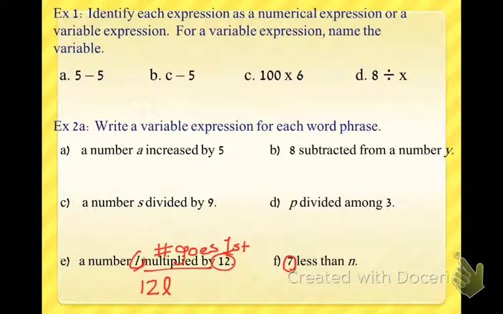F, you have 7 less than n. Anything that has the word "than" in it, you're going to switch the numbers. So you're going to switch the 7 and the n, so n will go first and 7 will go last, and then the less than means minus. If you say greater than, then it would be n plus 7.